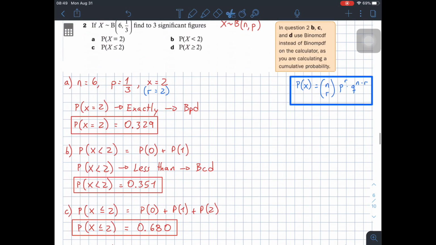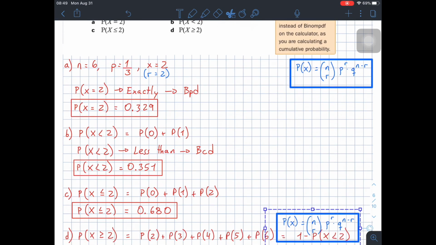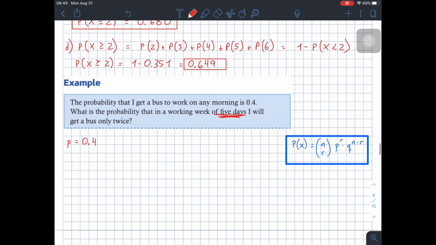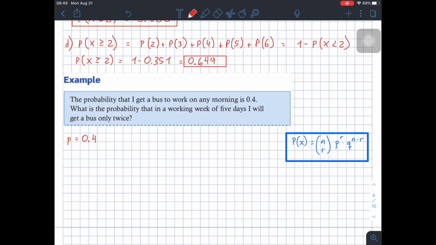Remember the elements of the formula. I'm gonna copy this again. Probability of success, P is 0.4. Then, what is the probability that in a working week of 5 days? What is this telling us? 5 days is the number of trials, right? We have 5 days in the week, right? And out of those 5 days, I want to get on a bus only twice, it says. That means that our value of R, which is how many successes we want, would be equal to 2. Remember the value of R is the same as the value of X in the calculator. So R is equal to 2.